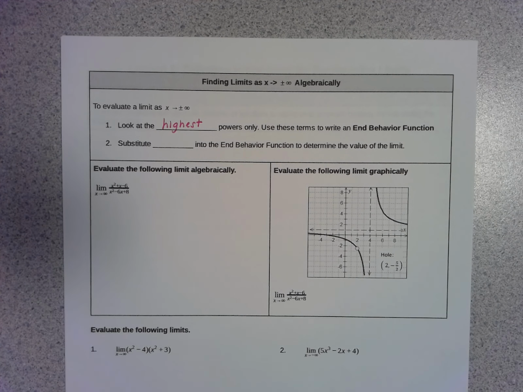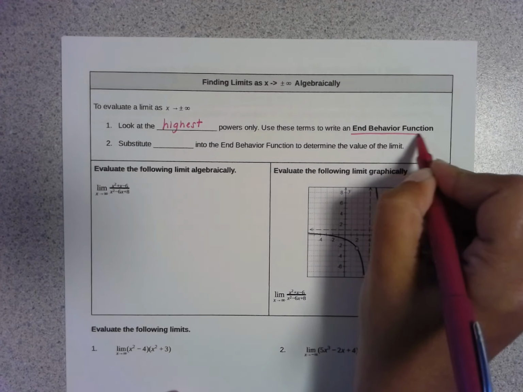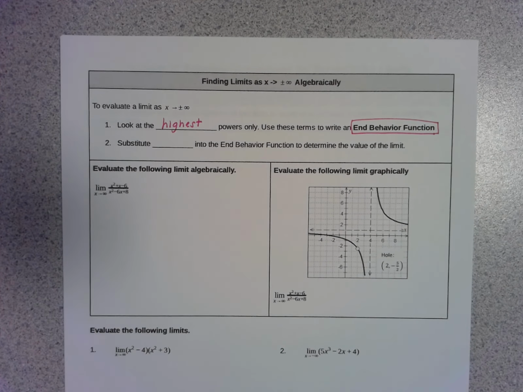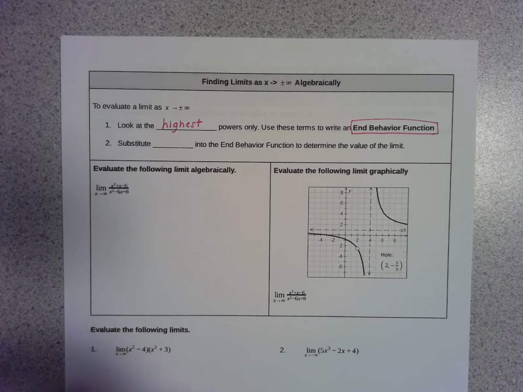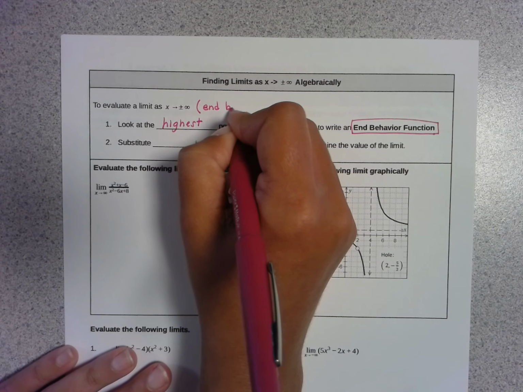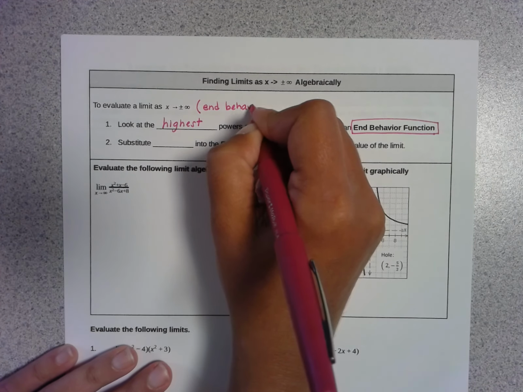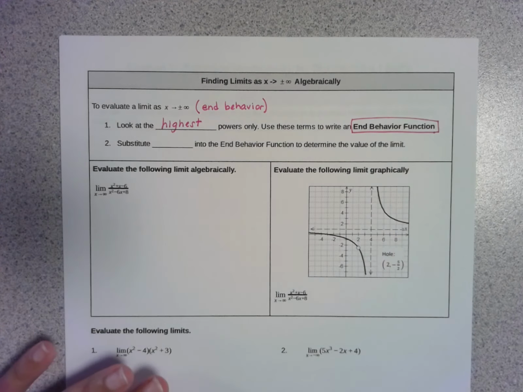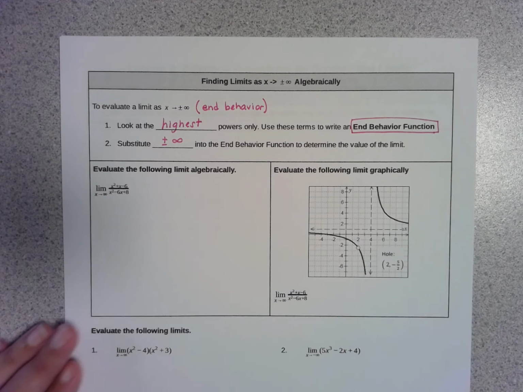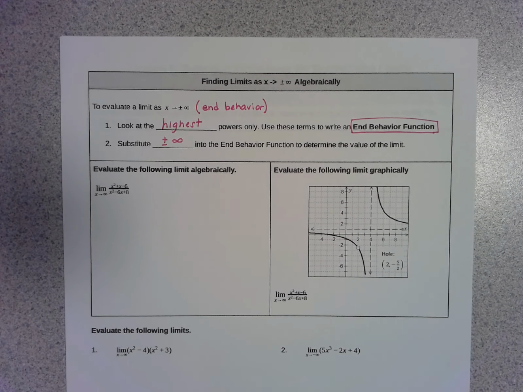We use those factors to write the end behavior function. It tells us about the end behavior of the graph, and since we know that x is approaching positive and negative infinity, it's telling us we want to look at the end behavior of the graph. Then we substitute either the positive or the negative infinity into this new end behavior function to determine the value of the limit.